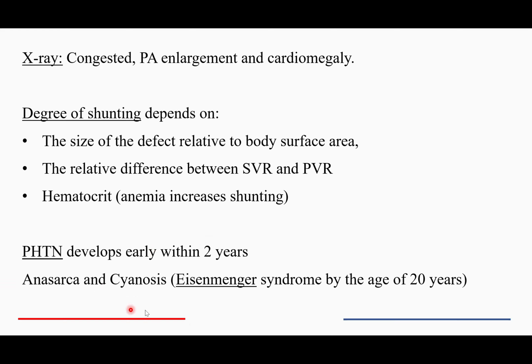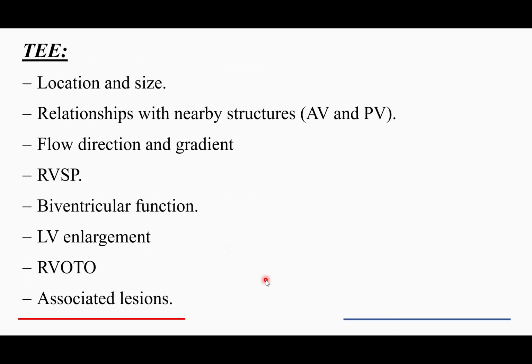Anasarca and cyanosis, Eisenmenger syndrome by the age of 20, if the patient is healthy enough to grow to the age of 20. But some of these patients, they don't survive. There's a failure of growth.